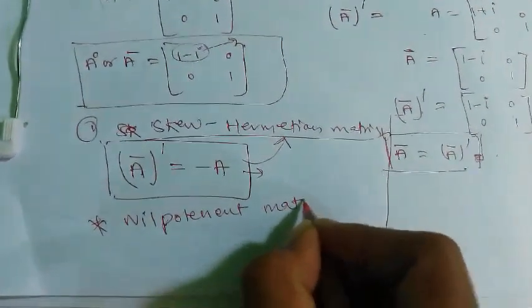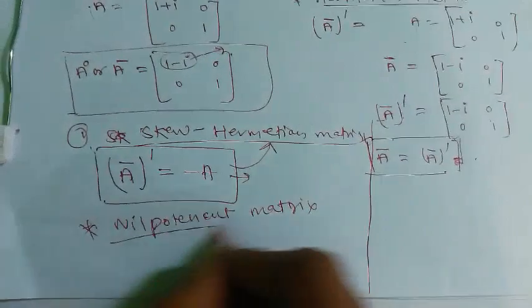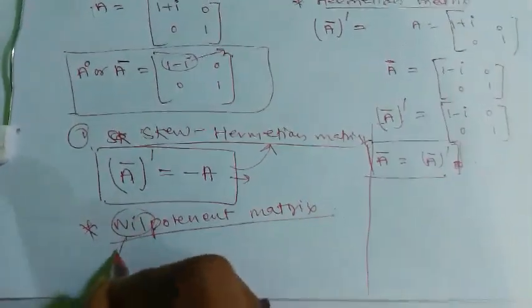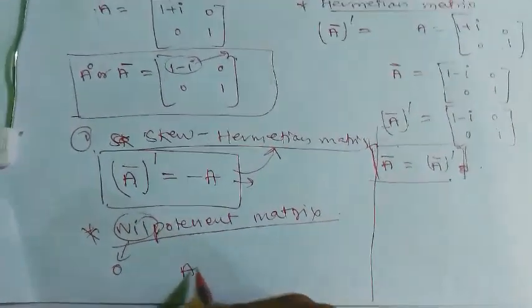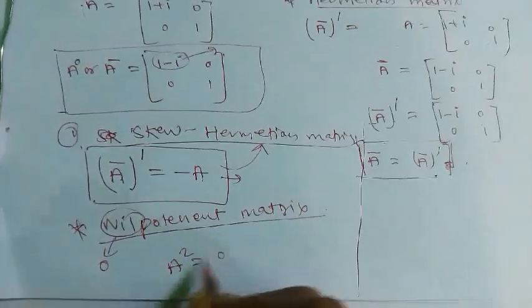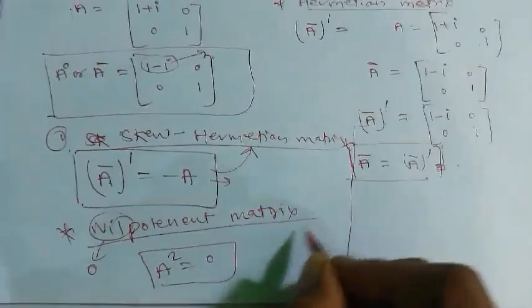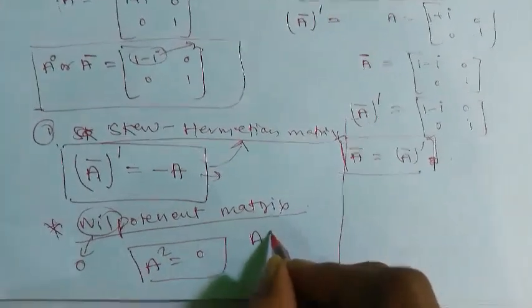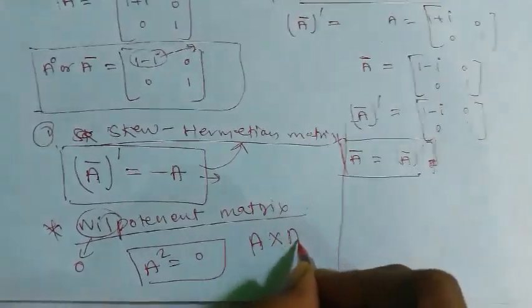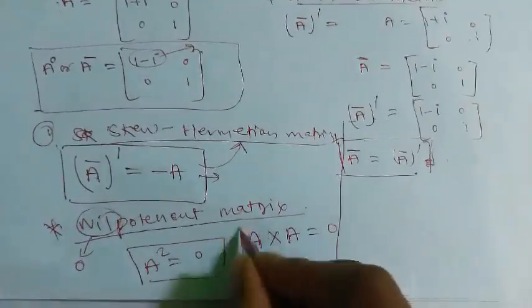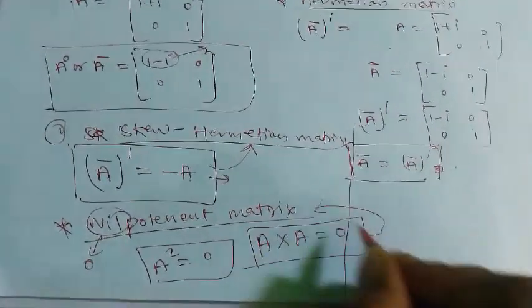Nilpotent matrix. What is it? Nilpotent, nil means zero. When we take a square that equals 0, it means we have to take a matrix A and multiply it with the same matrix A. If the value of this product is 0, then we call it a nilpotent matrix.